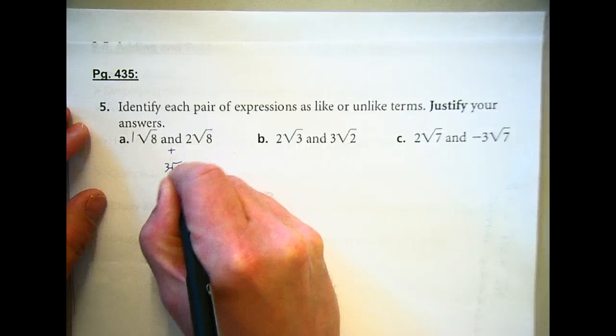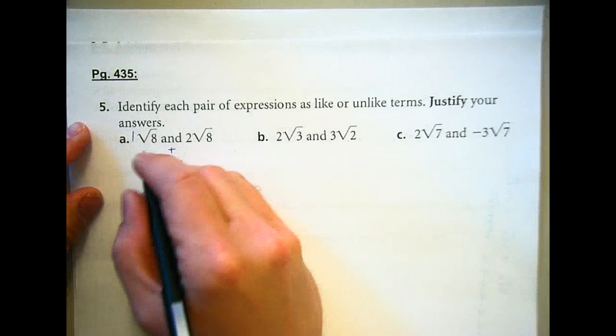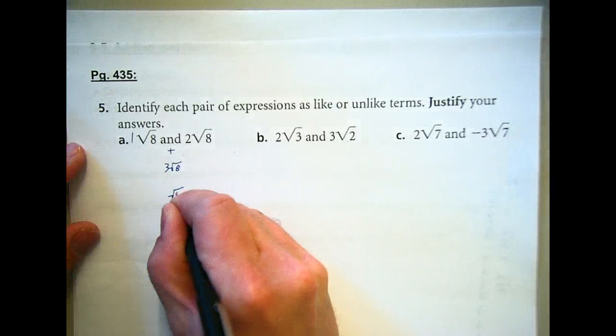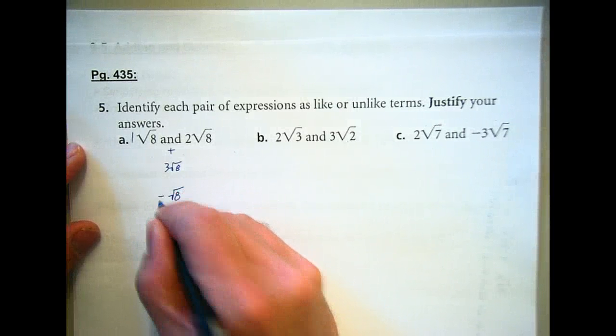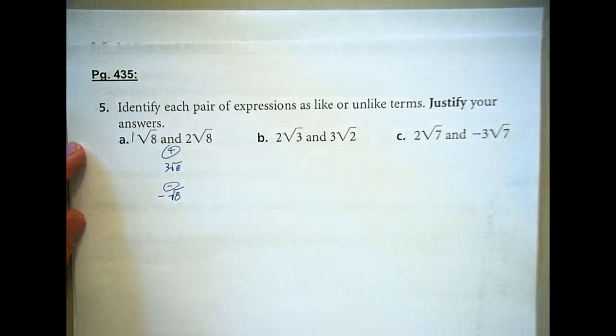Everyone subtract them now. Volunteer? Annalise? Just root 8. 1 root 8 minus 2 root 8 is almost just root 8. What type of root 8 is it? Yeah, it's a negative root 8 if we're subtracting. So when you add them, you get 3 root 8. When you subtract them, you get negative root 8.